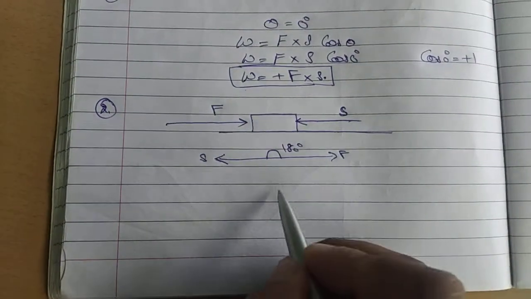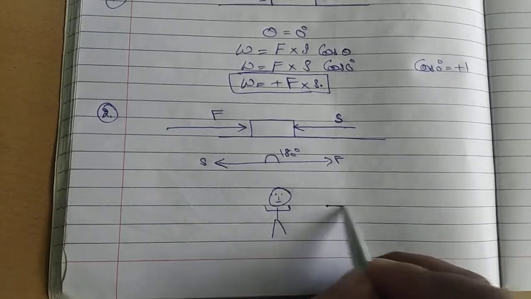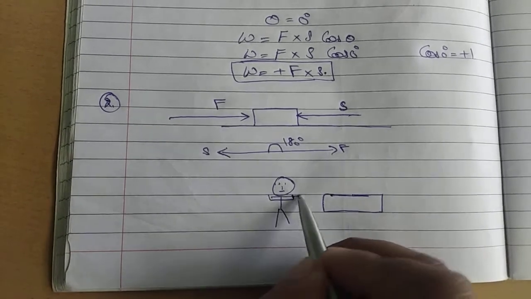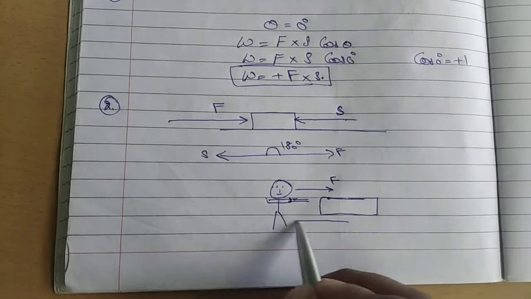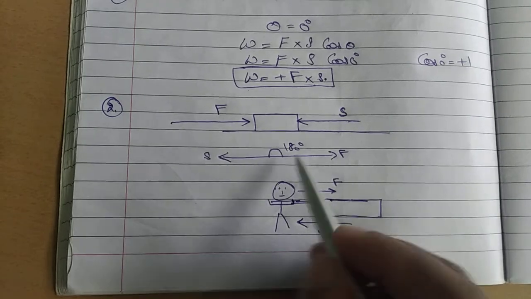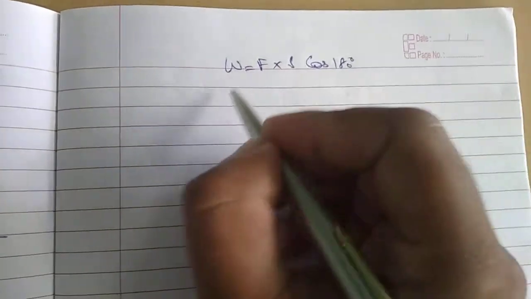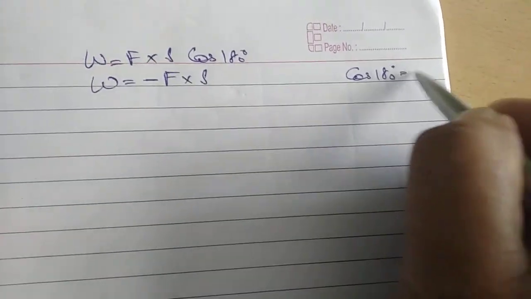Let us consider that some person is standing here and a bike is coming towards him. He wants to stop the bike, so he will apply force in this direction, but the displacement of the bike is in this direction. So here the angle is 180 degrees. Therefore W = F S cos 180 degrees, that is W = minus F S, because cos 180 degrees is equal to minus 1. Clear?